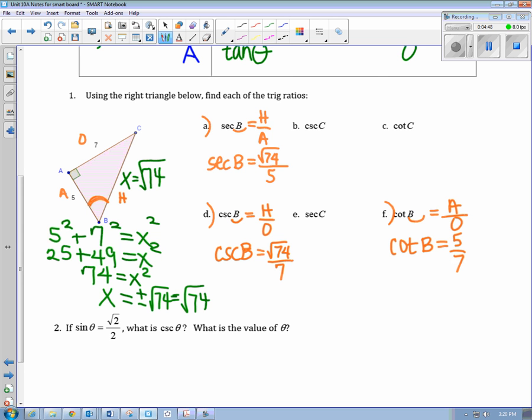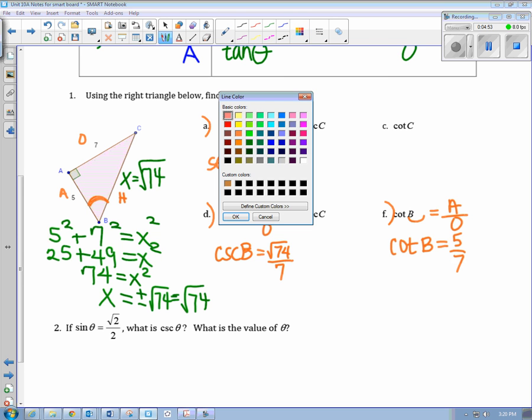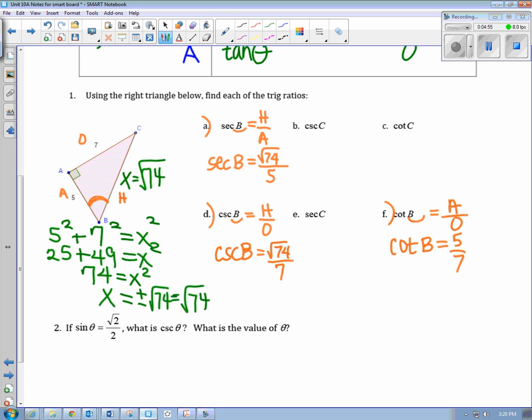Now I'm going to go back and do the same exact thing, but I'm going to use angle C for this one. So with angle C, which I have in parts B, C, and E, angle C is here, which means that this side is now the opposite, this side is now the adjacent, and this side is still the hypotenuse.